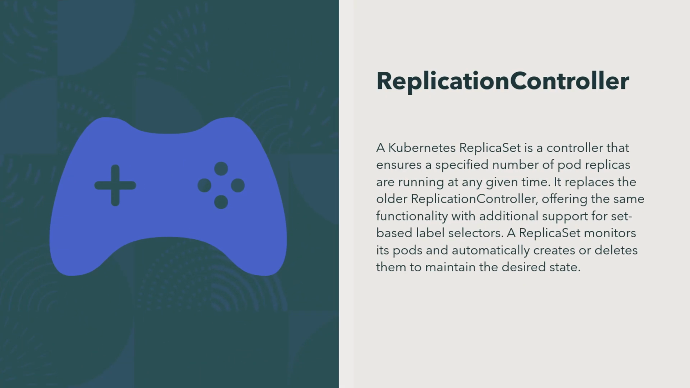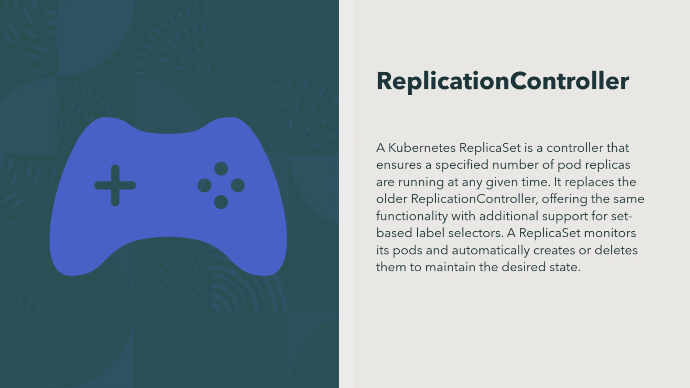Replica set. Kubernetes replica set is a controller that ensures a specified number of pod replicas are running at any given time. It replaces the older replication controller, offering the same functionality with additional support for set-based label selectors. A replica set monitors its pods and automatically creates or deletes them to maintain the desired state. The replica set's desired state, including the number of replicas and pod template specifications, is defined in a YAML or JSON manifest. It uses label selectors to identify the pods it manages.